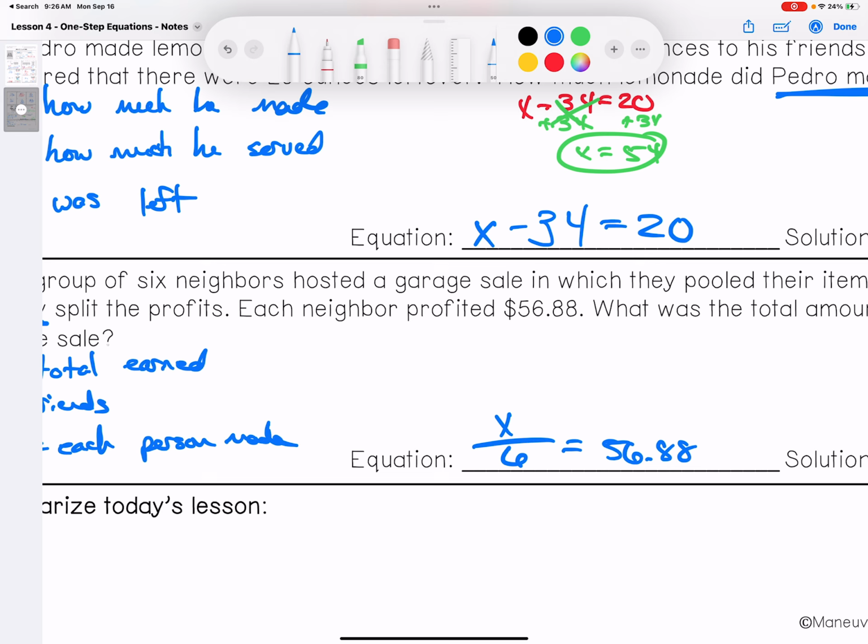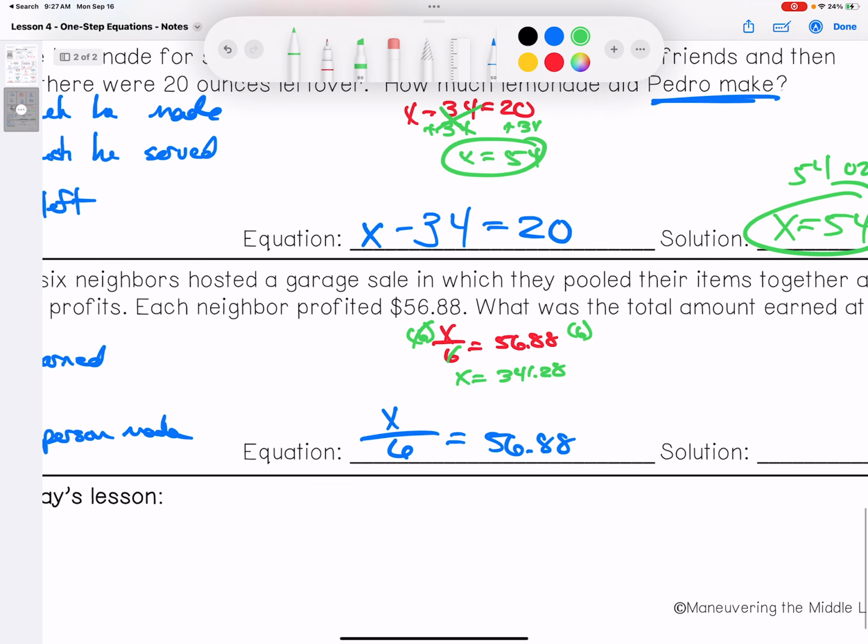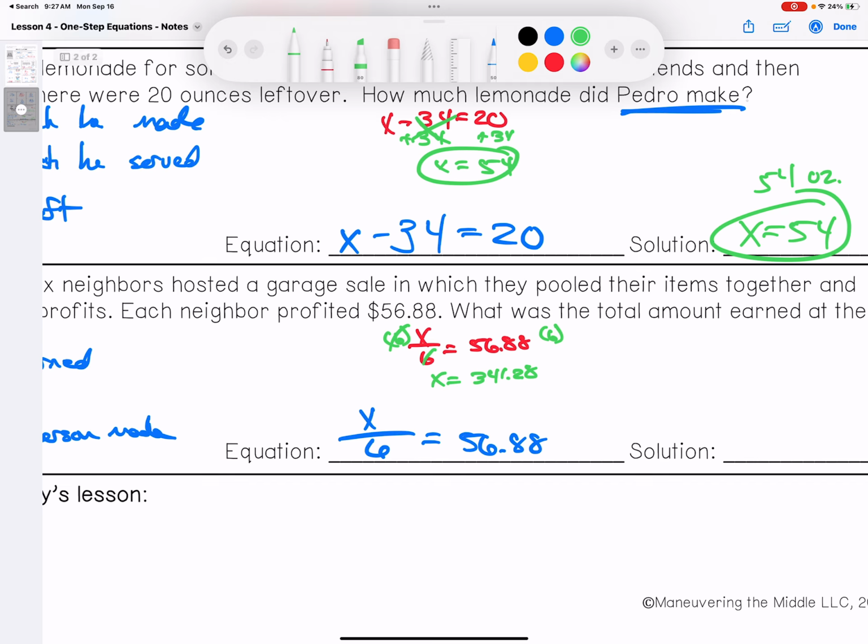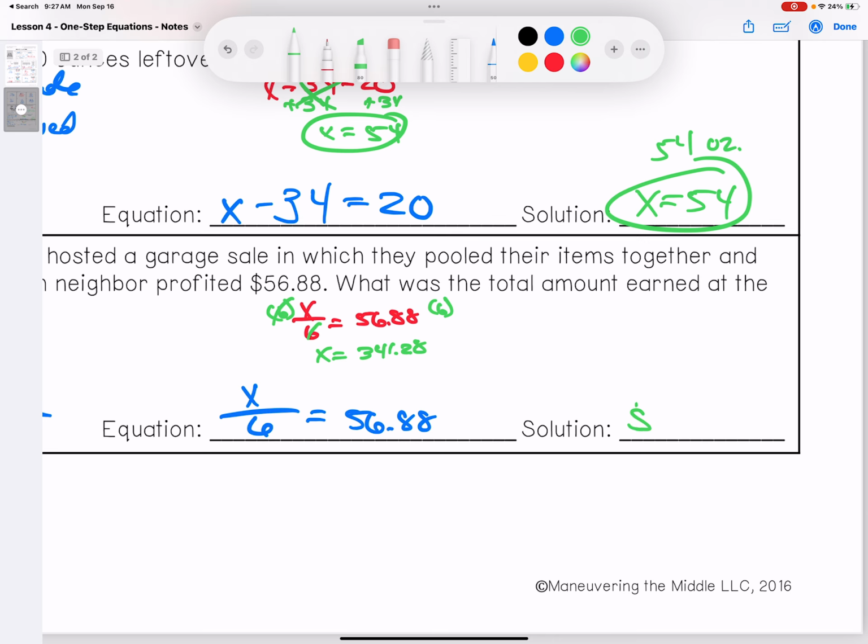Now, how do you solve that? Go back up here. How do you get rid of division? You do multiplication, right? And then those cancel out. You're left with x equals $341.28. So that's what they made. They made a total of $341.28, and then they divided it by 6 to get what they made a piece. So the answer is $341.28.